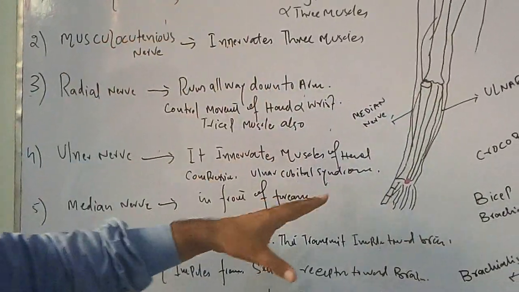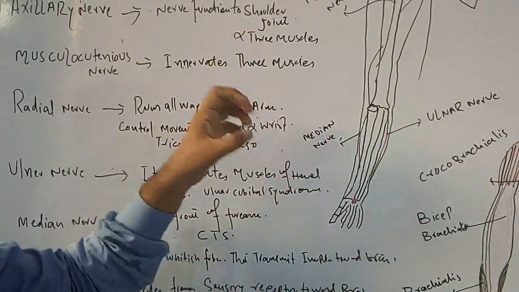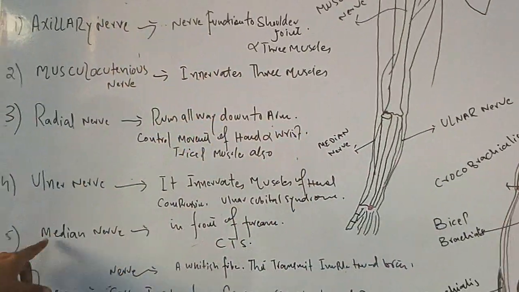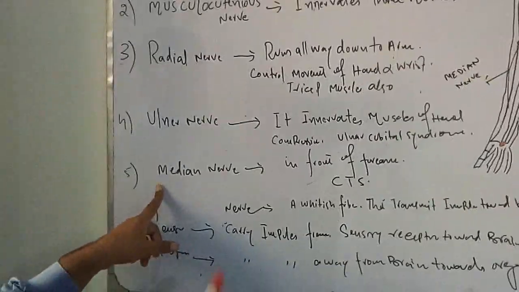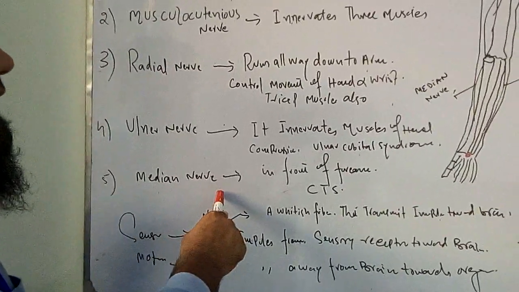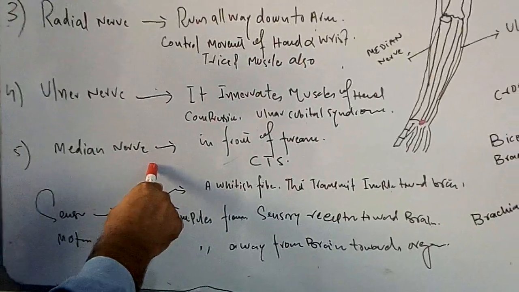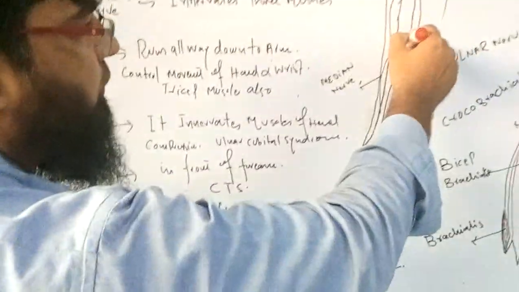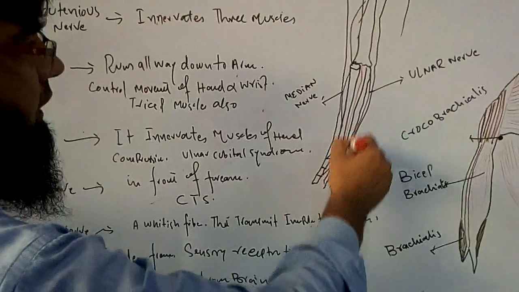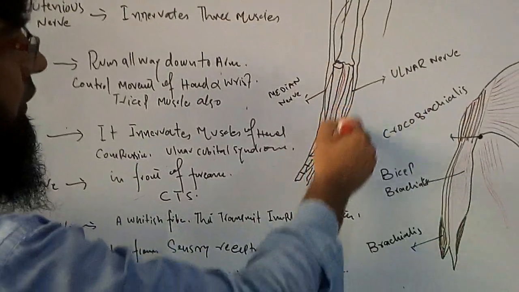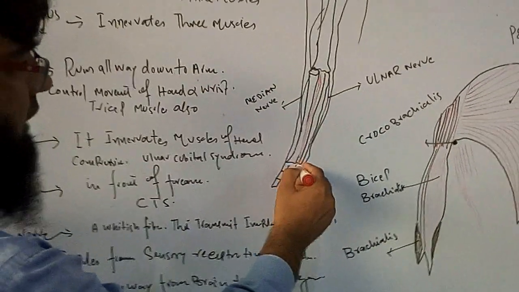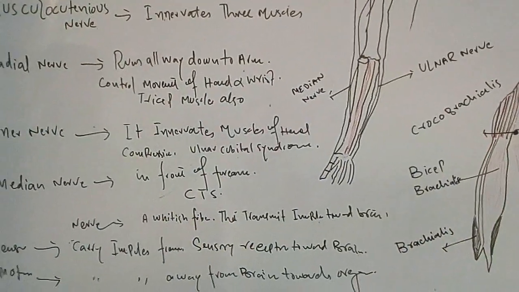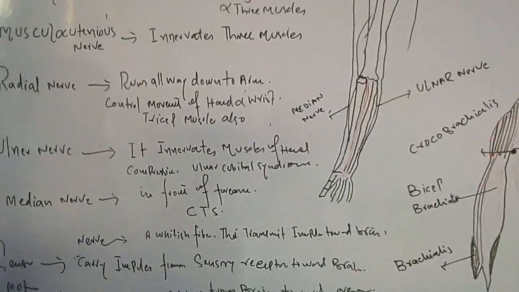We will discuss the main problems that arise due to the compression of these nerves later. Now if you look at number 5, this is called the median nerve. The median nerve is located in the front of the forearm. This is the forearm and this is the median nerve. You are looking at it, and this is the end point of this median nerve. Now, just discussing the most important thing here.